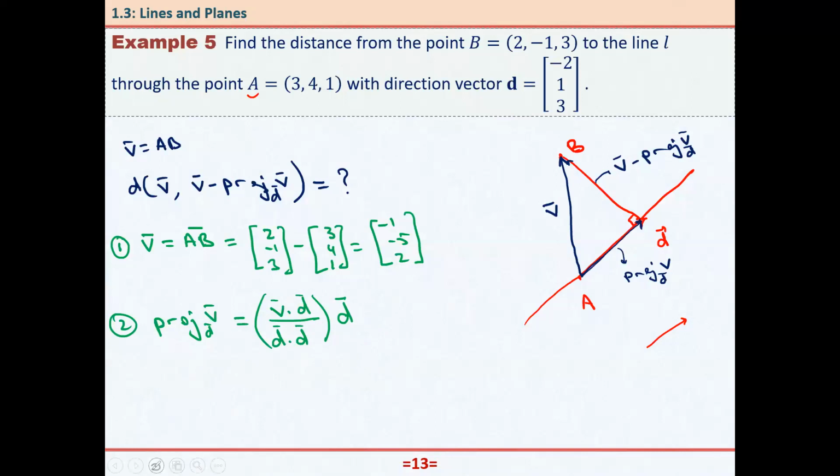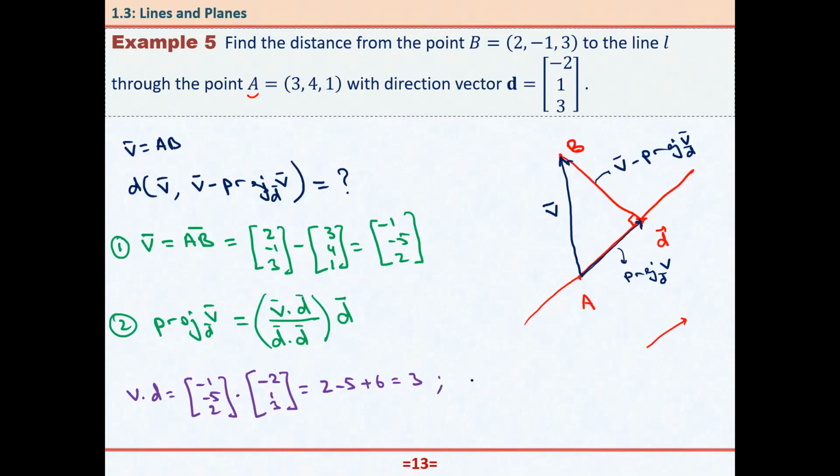So immediately let's evaluate V dot D. What is V? From here, -1, -5, 2, dot vector D, which is -2, 1, 3. That equals -1 times -2, that is 2, plus -5 times 1, that is -5, plus 2 times 3, that is 6, which is equal to 3, right?